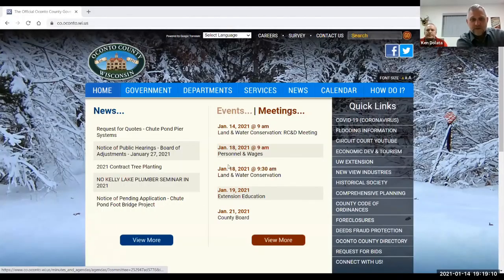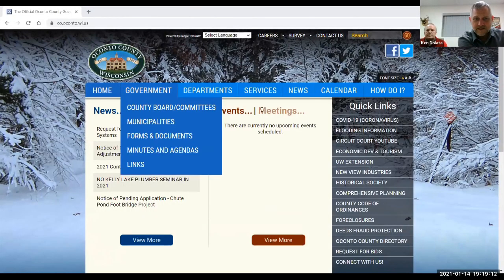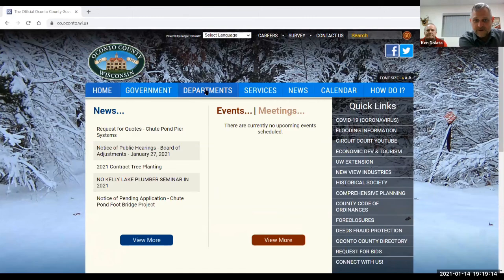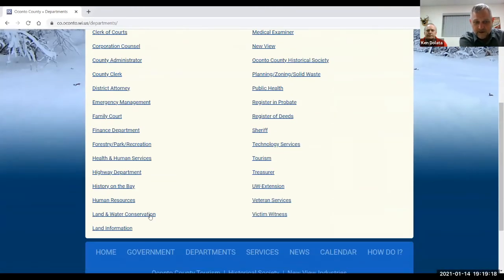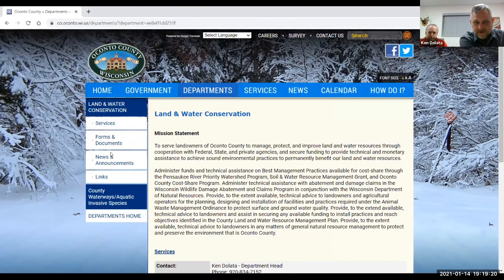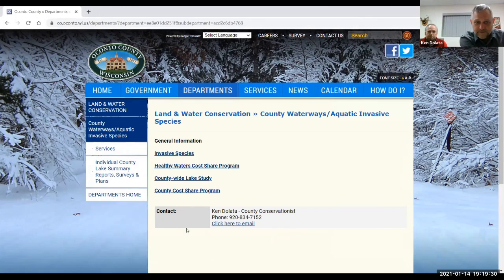Let's see if I can make this work. So here's our county website, the homepage. You just go up to departments here, click on that, scroll down to land and water conservation. Once you get here, you're going to look on the left side at these tabs. Feel free to browse any of them, but the one you want is in the dark blue at the bottom here, county waterways and aquatic invasive species. And in here, we've got everything about the lakes that we've got in our department.